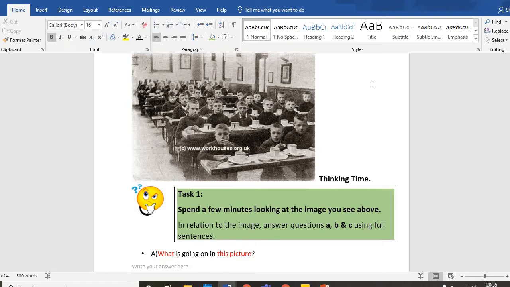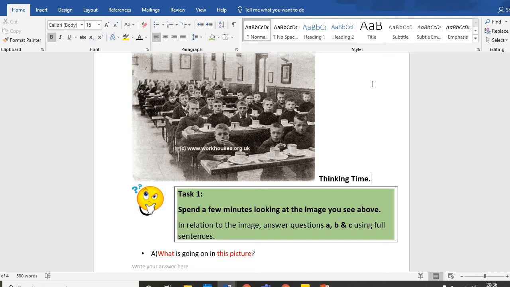So your first task is to spend a few minutes looking at the image that you see. Really study it. Who are they? What class do they look like they're from? Are they upper, middle or lower class? What might they be doing? What's their surroundings like? Do they all look quite similar or do they look quite different? And then what could we infer or what could we work out about that? So I'd like you to have a think about that while you look at the picture.